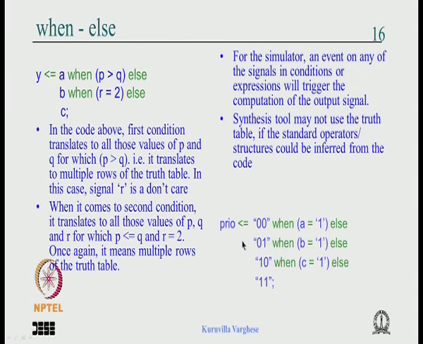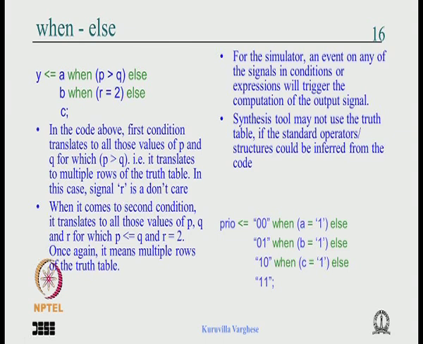So the coding is that the priority output is 0 0 when A is equal to 1, else, that means A is not 1, A is 0 and B is 1, then the output is 0 1. When A is 0, B is 0 and C is 1, then the output is 1 0. And when none of these is 1, that is A is 0, B is 0, C is 0, then the priority output is 1 1. So this shows a very simple example of using the when else.